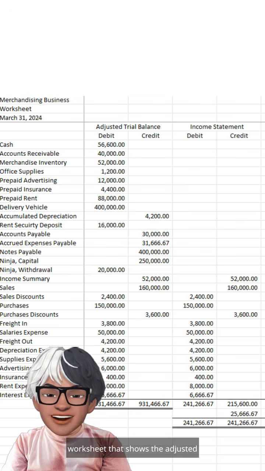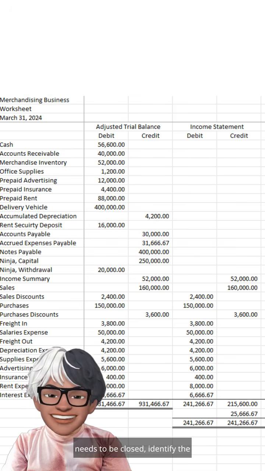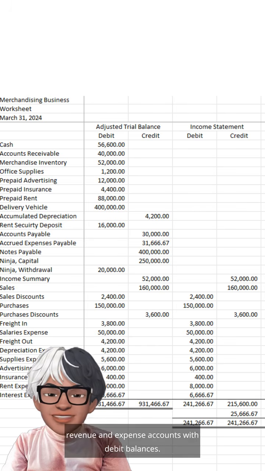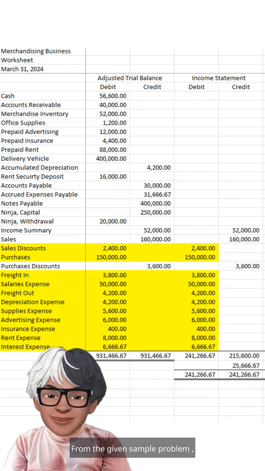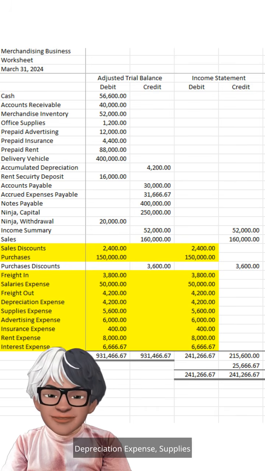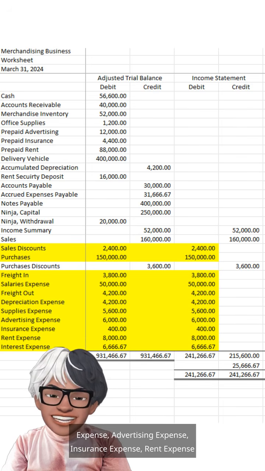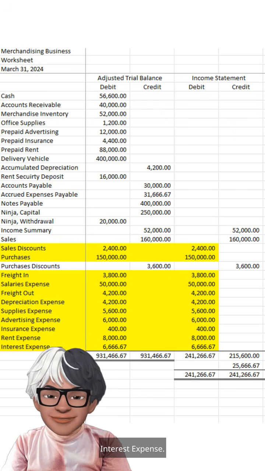Using the same excerpt of a worksheet that shows the adjusted trial balance and income statement pair of columns, where we can get the accounts and balances that need to be closed, identify the revenue and expense accounts with debit balances. From the given sample problem, these accounts include sales discounts, purchases, freight in, salaries expense, freight out, depreciation expense, supplies expense, advertising expense, insurance expense, rent expense, interest expense.